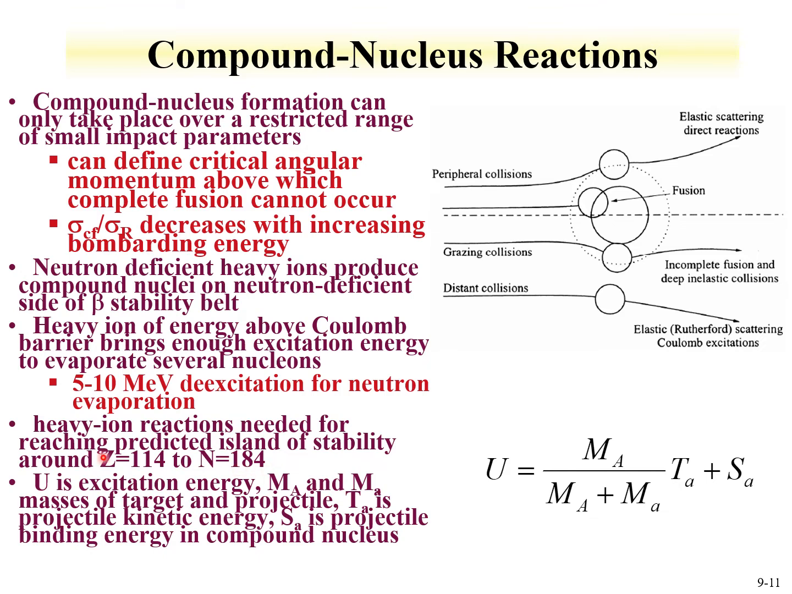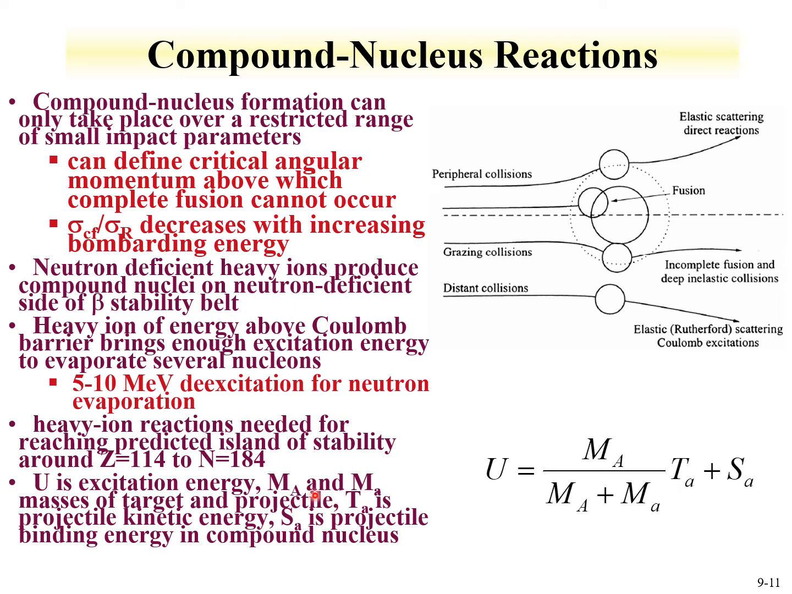And you can get an idea of the excitation energy that's necessary when you look at the mass of the target and the projectile, the kinetic energy, and the binding energy of the projectile in the compound nucleus. So these terms can be used to get an idea of the overall excitation energy that's going to be observed in the nucleus from a kinetic energy of a projectile.